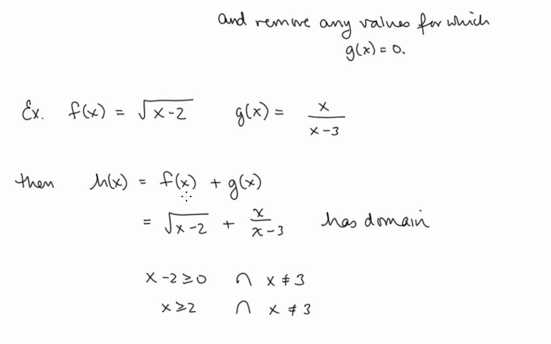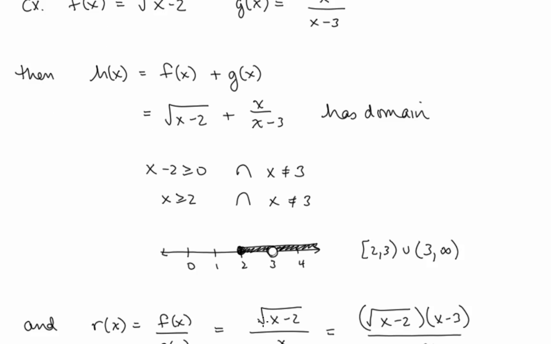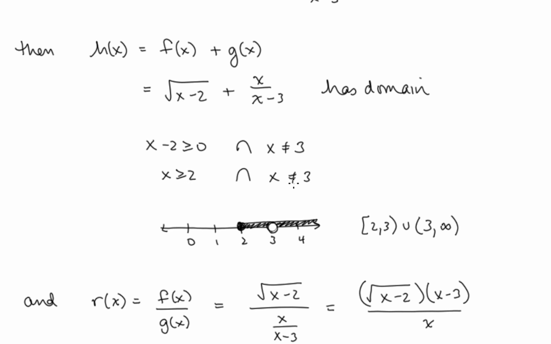So for this function, f of x plus g of x, our domain is going to be the intersection of these two sets, x greater than or equal to 2, but not equal to 3. So as I mentioned in lesson 1, when we're intersecting sets of real numbers, it's often easiest to visualize that on the real number line. So I like to draw out my sets here. x is greater than or equal to 2, but not equal to 3. And as an interval or a union of intervals, we can write that as the interval from 2 to 3, closed on 2, open on 3, union the interval from 3 to infinity, open on 3. And that's our domain for h of x.